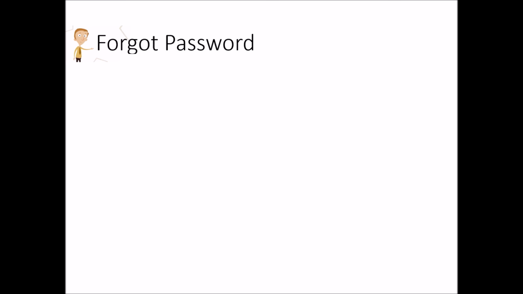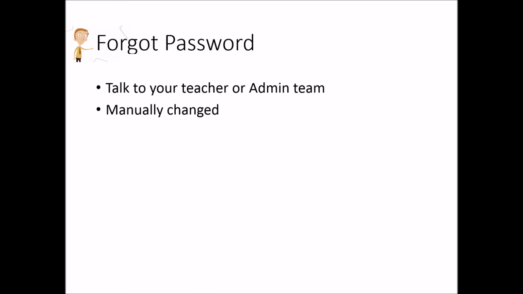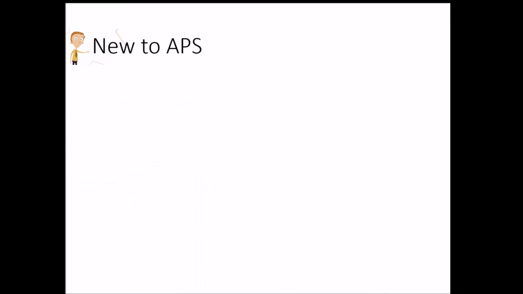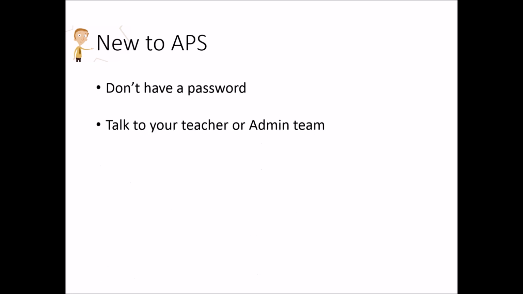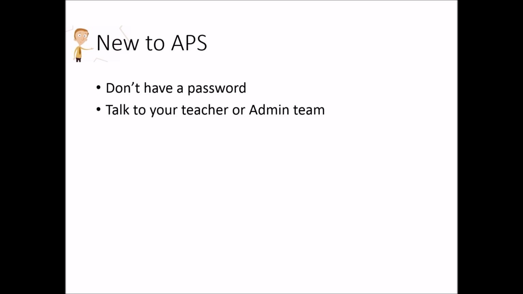If you forgot your password and you did not set up your 3 security questions, you will need to talk to your teacher or someone from the school administration team. Someone will have to work with you to manually change your password. This may take a long time and you might miss something important. So, we strongly recommend you take care of your own password. If you are new to APS and don't have a password, talk to your teacher or someone from the administration team. We'll try to get you set up as soon as we can.